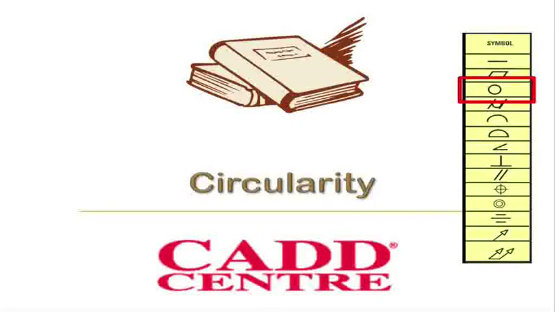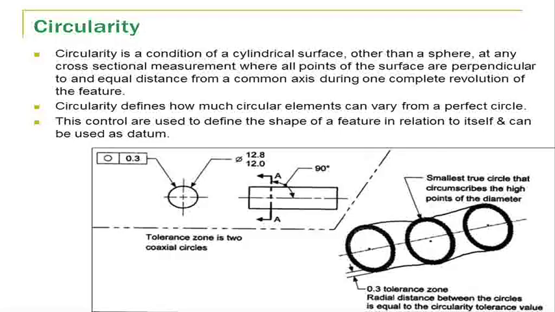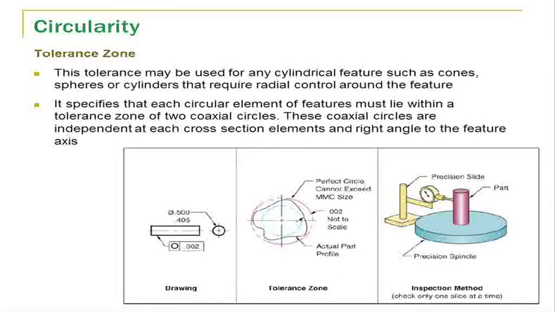Next, we move on to the circularity condition. The circularity condition is represented by the symbol as shown in the picture. Circularity defines how much a circular element can vary from a perfect circle. This control is used to define the shape of a feature in relation to itself, and also it can be used as a datum. From the figure, you can observe that the circularity condition can be applied to both a feature as well as a feature of size.